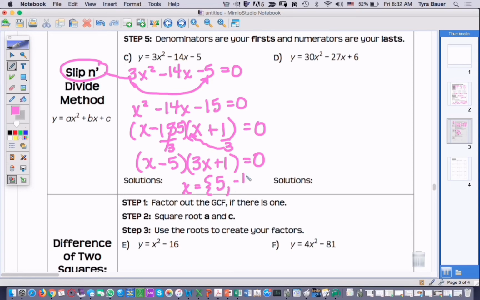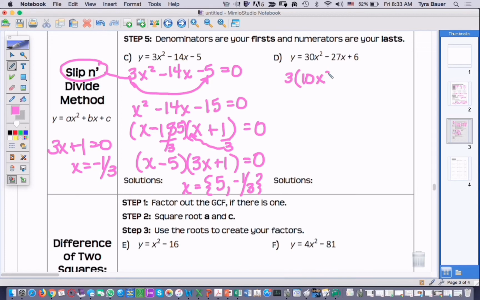Okay, so my answer is 5 and negative 1/3. If you took that 3x plus 1 equals 0, you would get x equals negative 1/3.